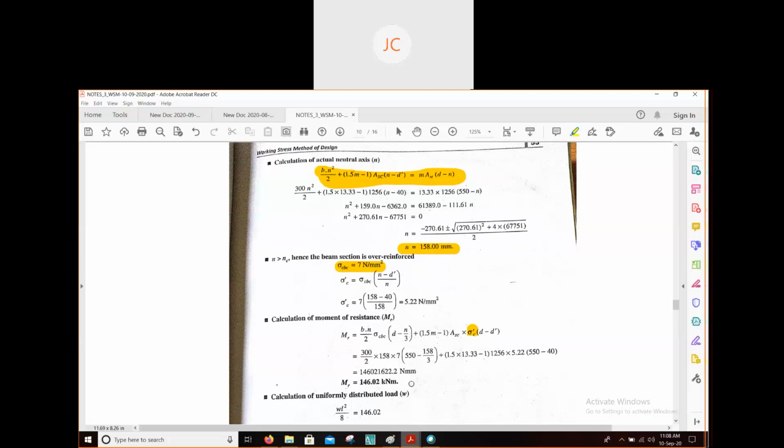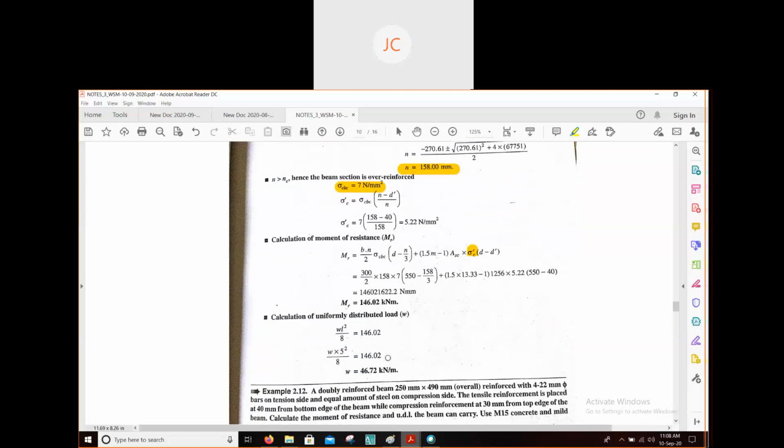Next we have to find out the UDL. We know that moment of resistance is nothing but the maximum bending moment. Therefore, maximum bending moment WL square by 8 equal to moment of resistance 146. If you solve this, you will get UDL value is 46.72.